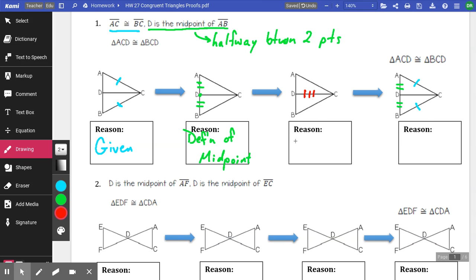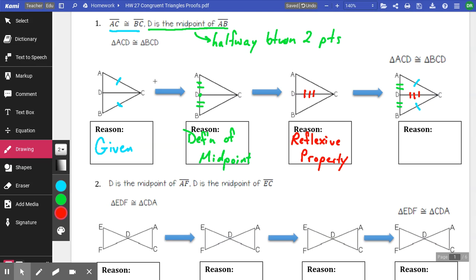And the reason for that, as we've seen in the past, is called the reflexive property. This is the reflexive property of congruent segments. There's also a reflexive property of congruent angles and reflexive property of equality. But for us, we're just going to call it reflexive property and kind of cover everything in one. Okay, so we've marked it there. We'll mark it in our final diagram.